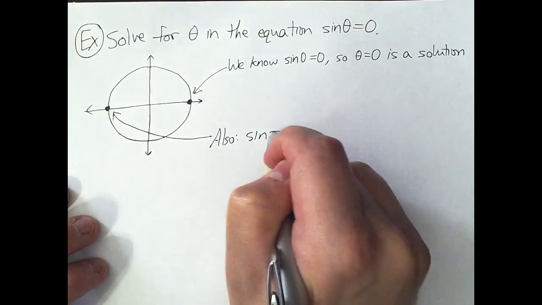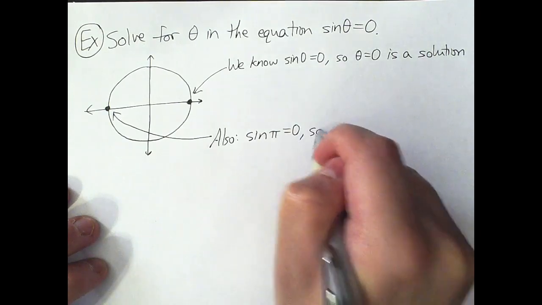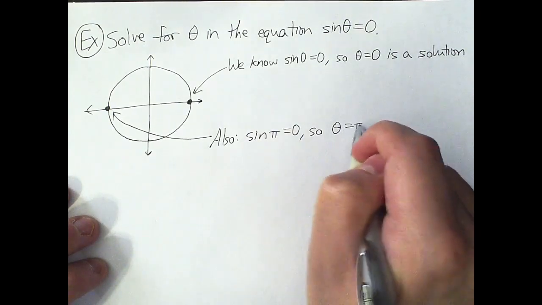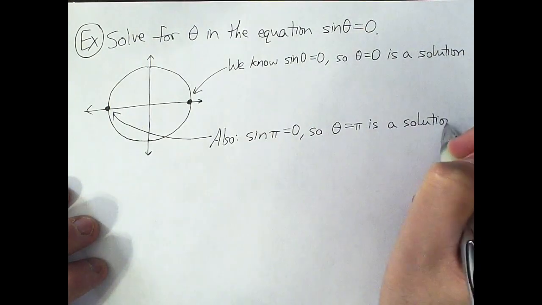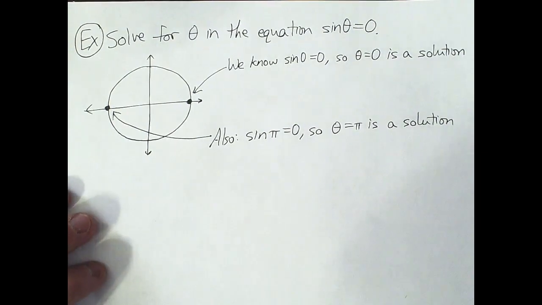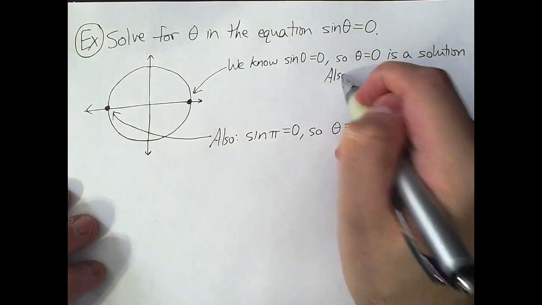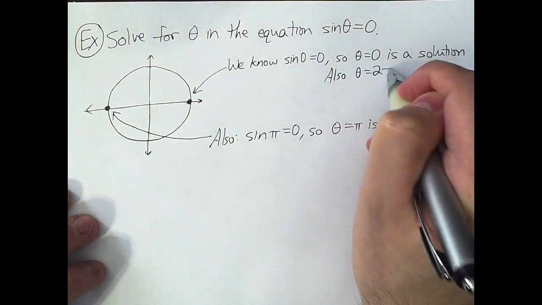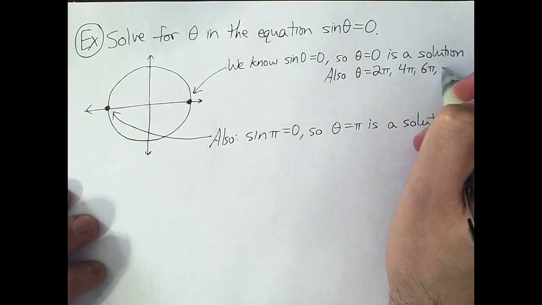This is sine of pi equals 0 if we're sticking with radians. So theta equals pi is a solution. I left myself some extra room with each of these because, of course, we could add a multiple of 2 pi. You know, we could say also theta equals 2 pi, 4 pi, 6 pi, etc.